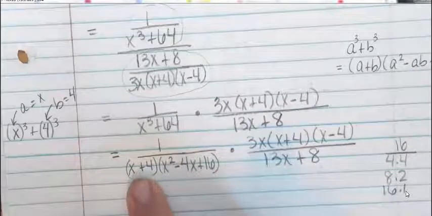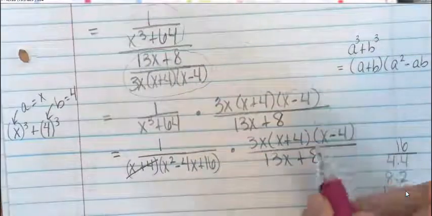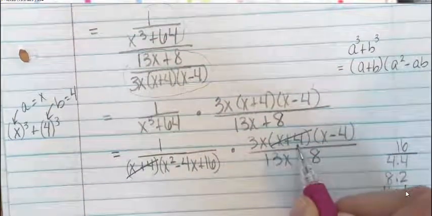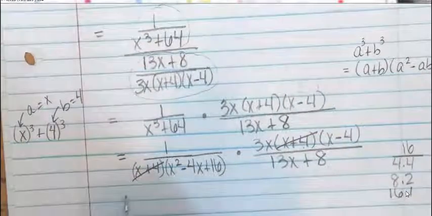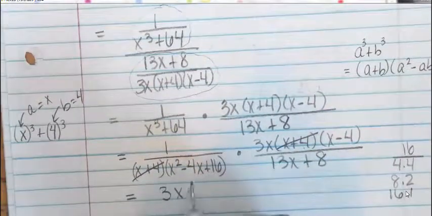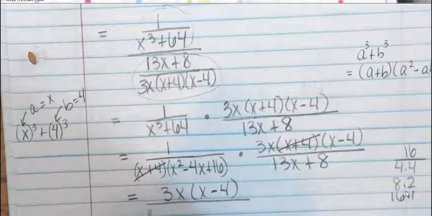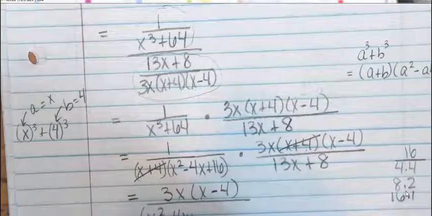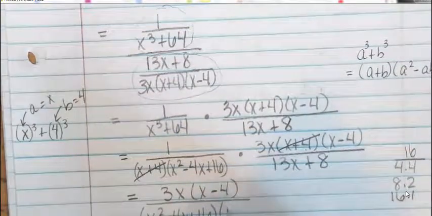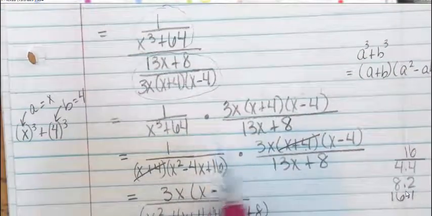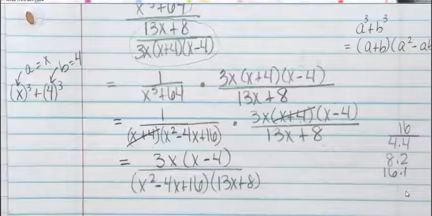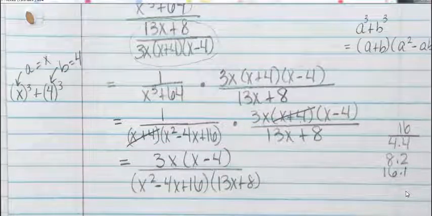But I do see one factor that I can reduce, which is this x plus 4. So the x plus 4 in the denominator here will reduce with the x plus 4 in the numerator there, leaving me with what I think to be 3x times x minus 4 all over x squared minus 4x plus 16 and times that denominator, which is 13x plus 8. Because we're multiplying here, we don't actually need common denominators. We're just multiplying. So let's see, where is the answer? 45, okay. And we got it. Good job.